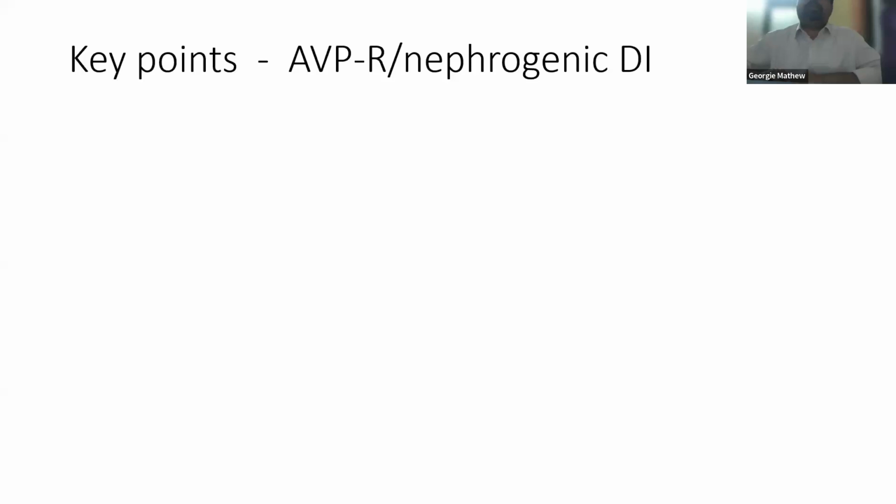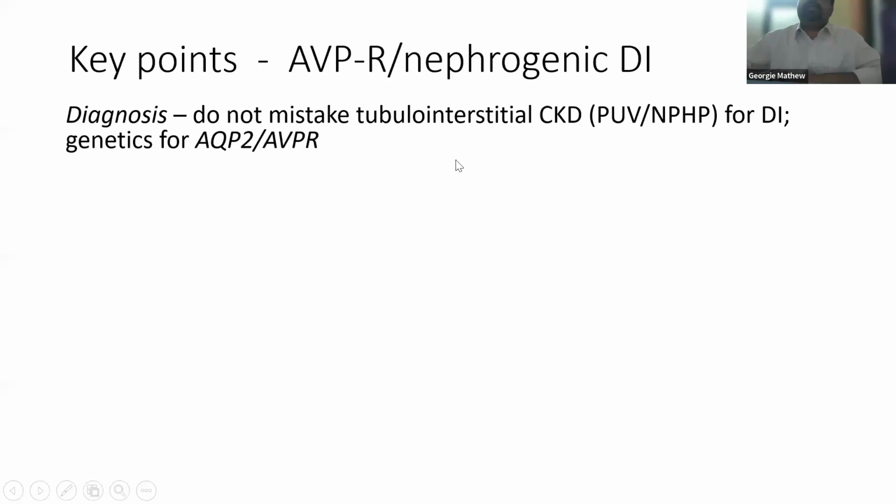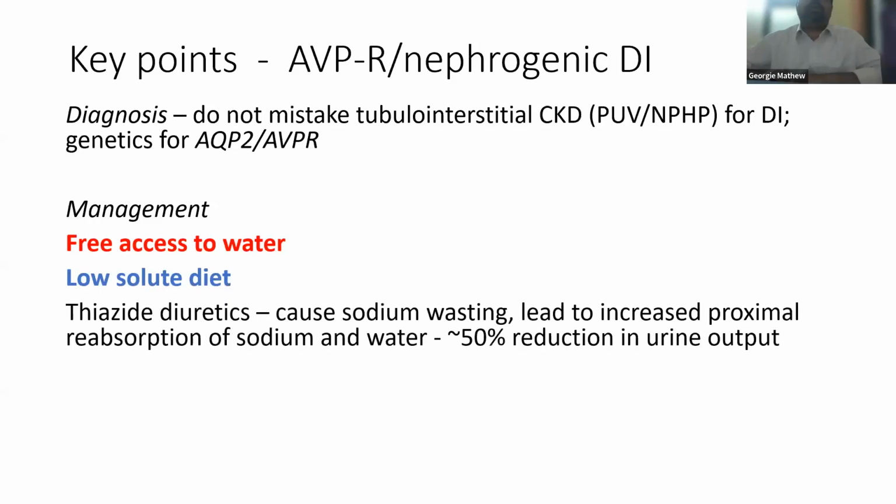Nephrogenic diabetes insipidus can present exactly like diabetes insipidus. The genetics for aquaporin 2 and AVPR are really useful in diagnosis in the current day and age. While managing a child, you should give the child free access to water. The child should have a low solute diet. Thiazide diuretics cause sodium wasting, leading to increased proximal absorption of sodium and water, and they can manage around a 50% reduction in urine output.